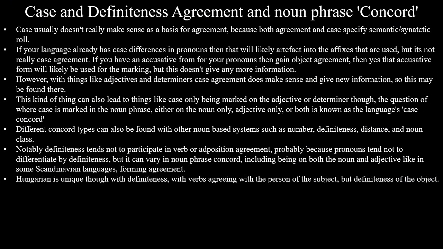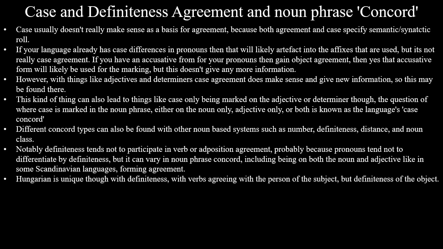With things like adjectives and determiners, though, one might have more success. Notably, this kind of agreement within the noun phrase can eventually lead to indication, where somehow case marking gets lost on the noun itself, but then the adjective and determiner hold on to it. This question of whether case is marked directly on the noun, on a modifier, or on both is known as the language's case concord.